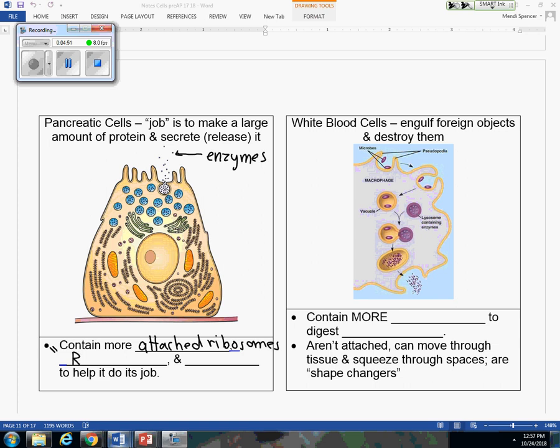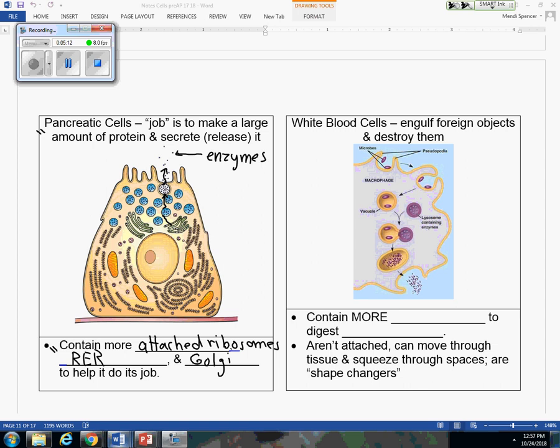The rough ER can modify those proteins, send them to the Golgi, and then the Golgi is tagging them and putting them in vesicles so those proteins can be released. So compared to a skin cell that doesn't spend all day producing and releasing proteins, a pancreatic cell is going to have more of those structures needed to produce and release those proteins.